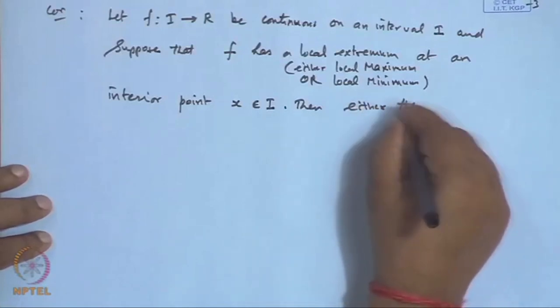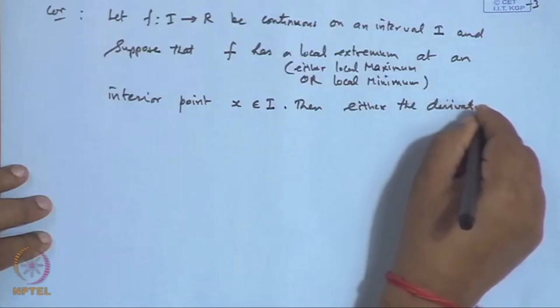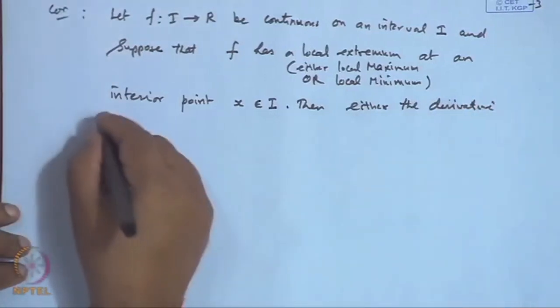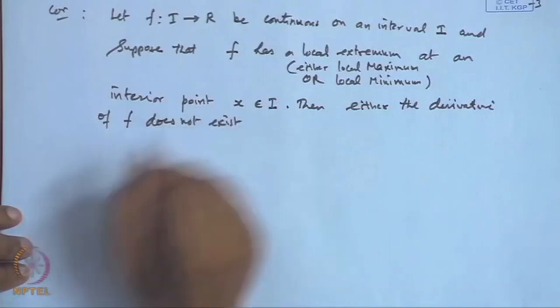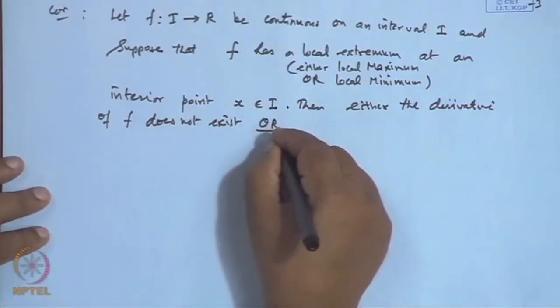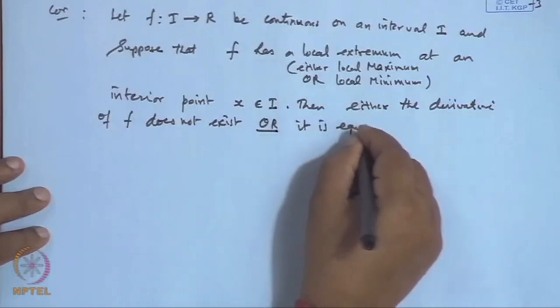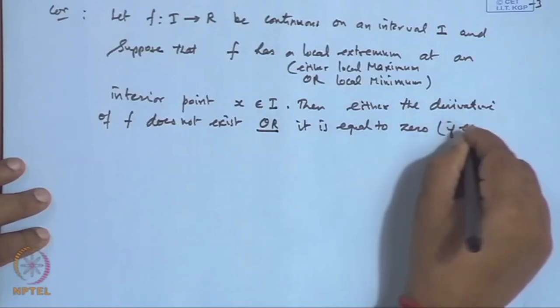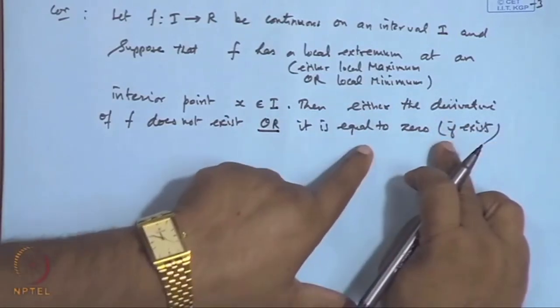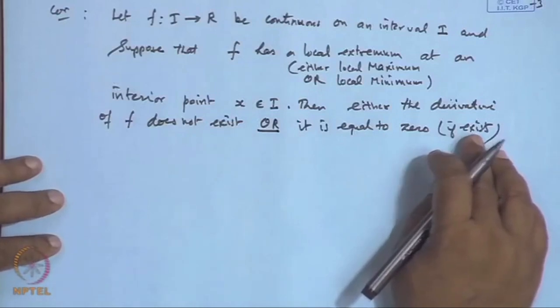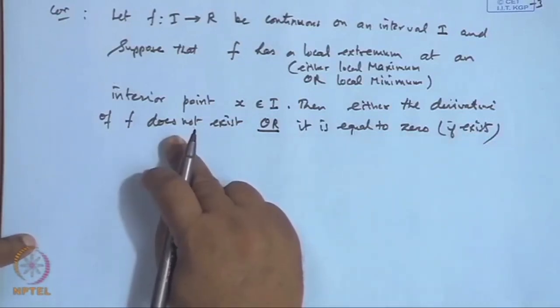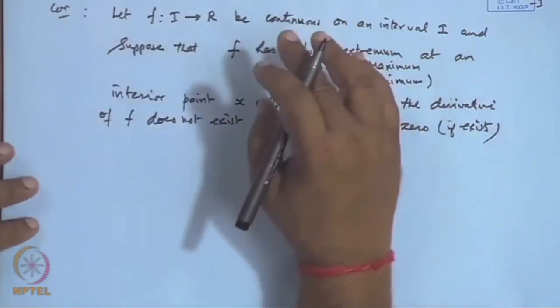either the derivative of f does not exist or it is equal to 0 if it exists. This part we have already shown: if the function attains a local maxima or local minima and if the derivative exists, then at that point the derivative has to be 0. Now, what this result says is that once it has an extremum point, the derivative will not exist, or if it exists it must be 0.